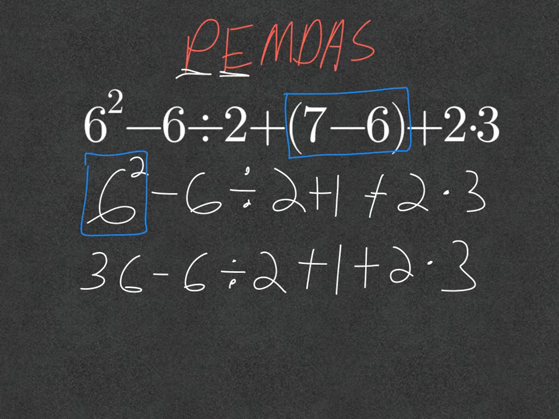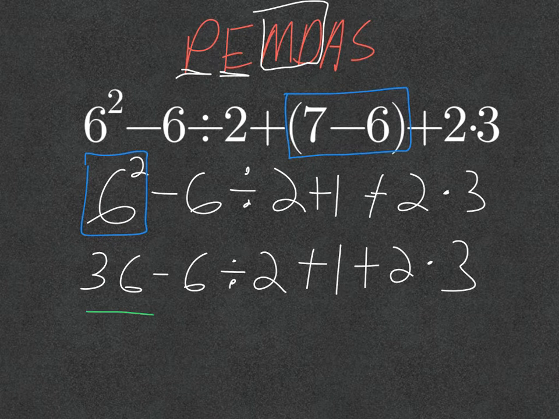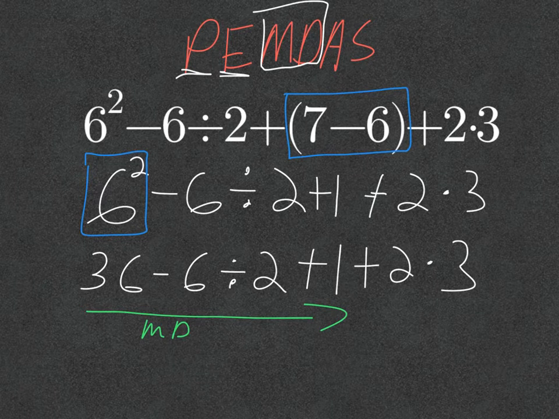Okay? So now, do we have any more exponents? No. So now what we're doing, right, is we're looking for multiplication or division, but we're going left to right. Okay? So we're going to look left to right for multiplication or division, right? So let's start here. 36 minus 6. It's not multiplication or division.